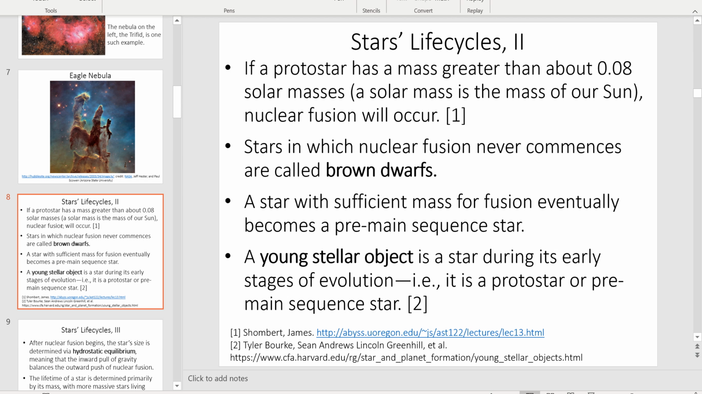Brown dwarfs are very cold for stars, not cold in the sense of the Arctic, you wouldn't feel that they're cold, but relative to main sequence stars, for example, the sun, brown dwarfs are very cold. A star that has a sufficient mass for fusion, which is what I was talking about in the first bullet point, will eventually become what we call a main sequence star. A main sequence star is a typical middle-aged star. This is a star that's reached adulthood. A young stellar object is a star that is in the early stages of evolution. This could be a protostar or even a pre-main sequence star.